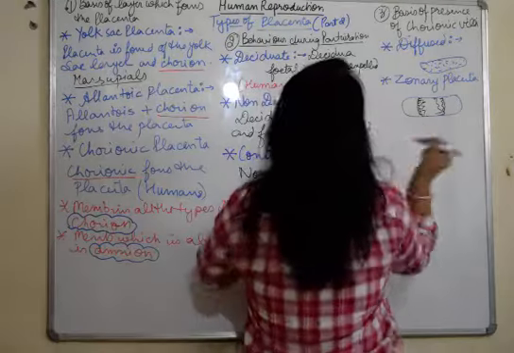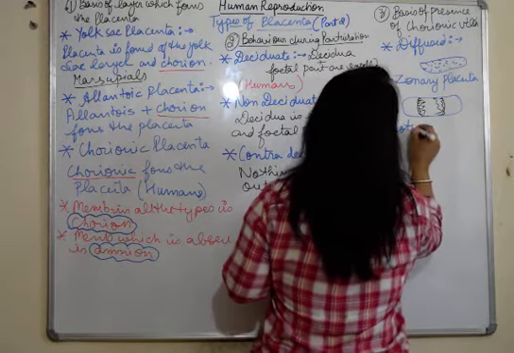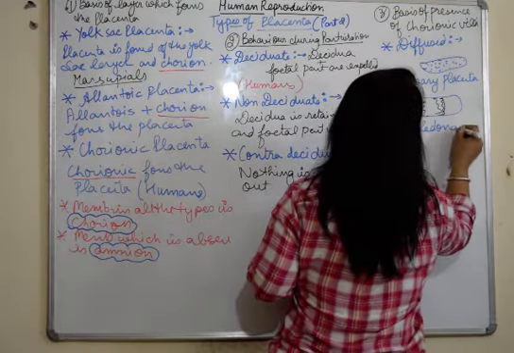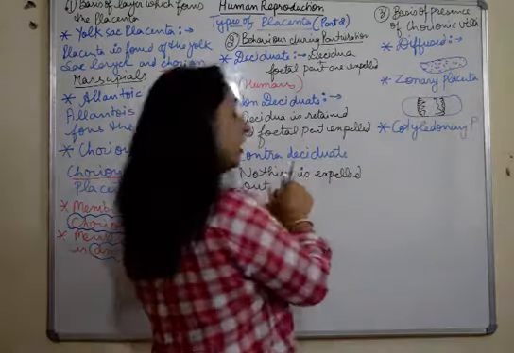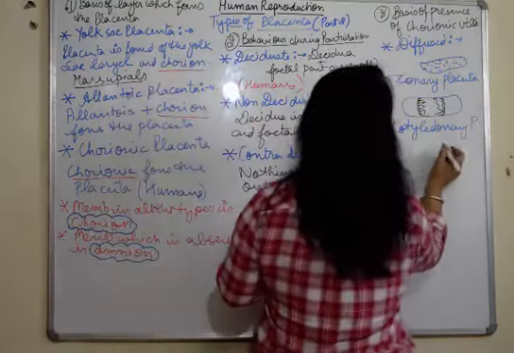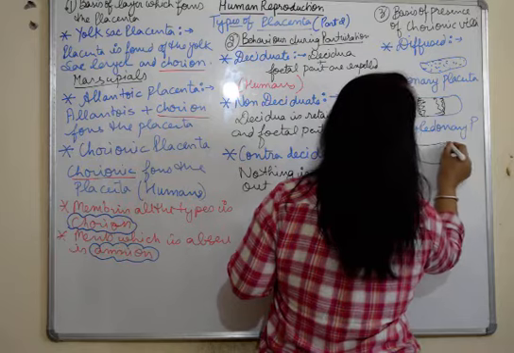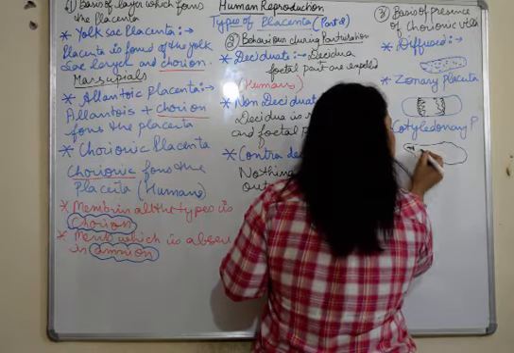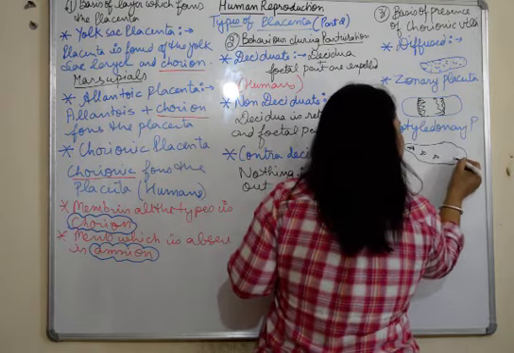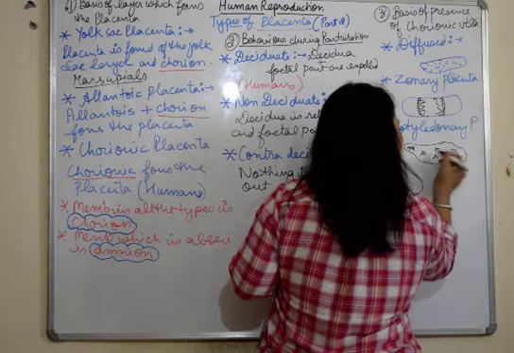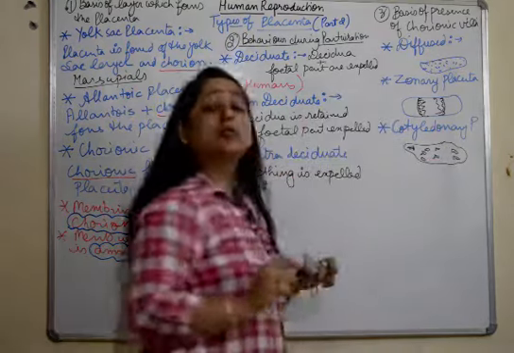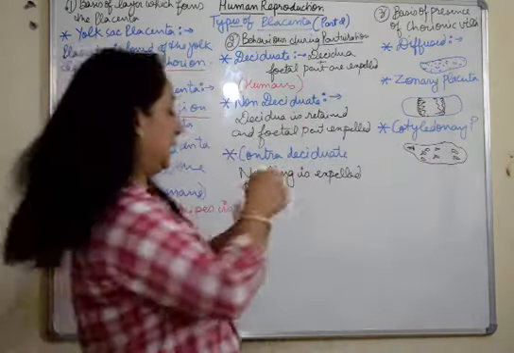Next is cotyledonary placenta. Now cotyledonary placentas are the ones wherein, suppose this is the developing embryo, the villi are present like cotyledons, at different points herein. This is the cotyledonary type of placenta.